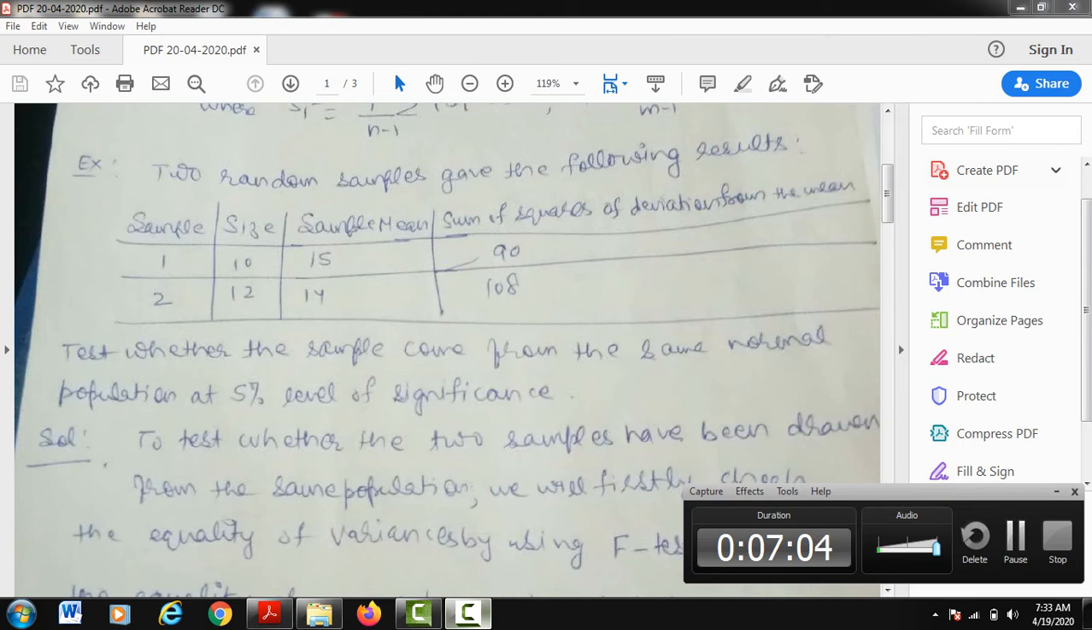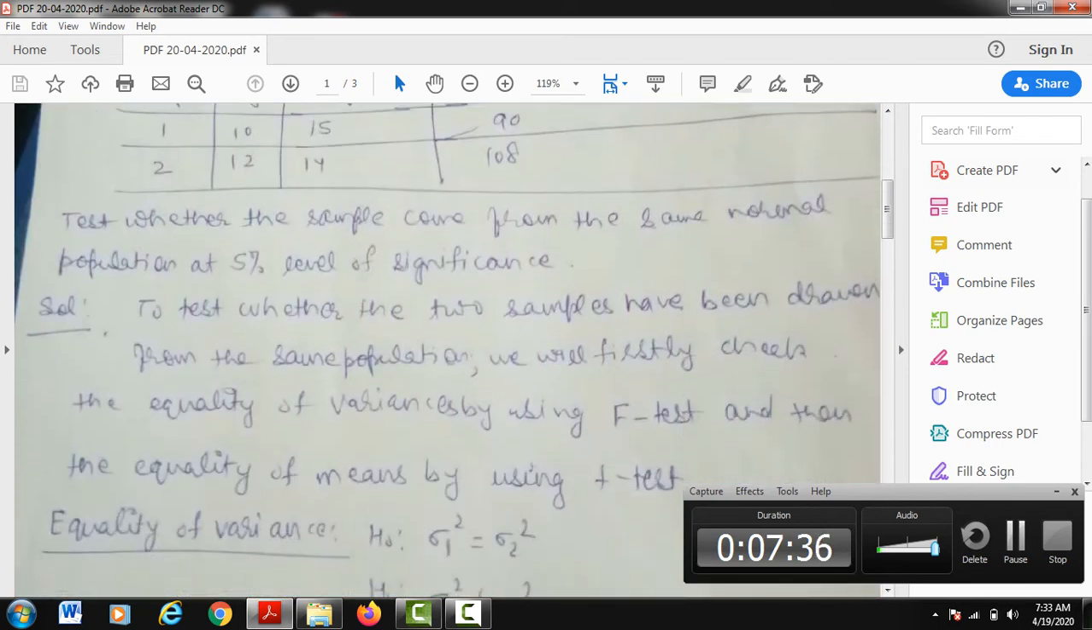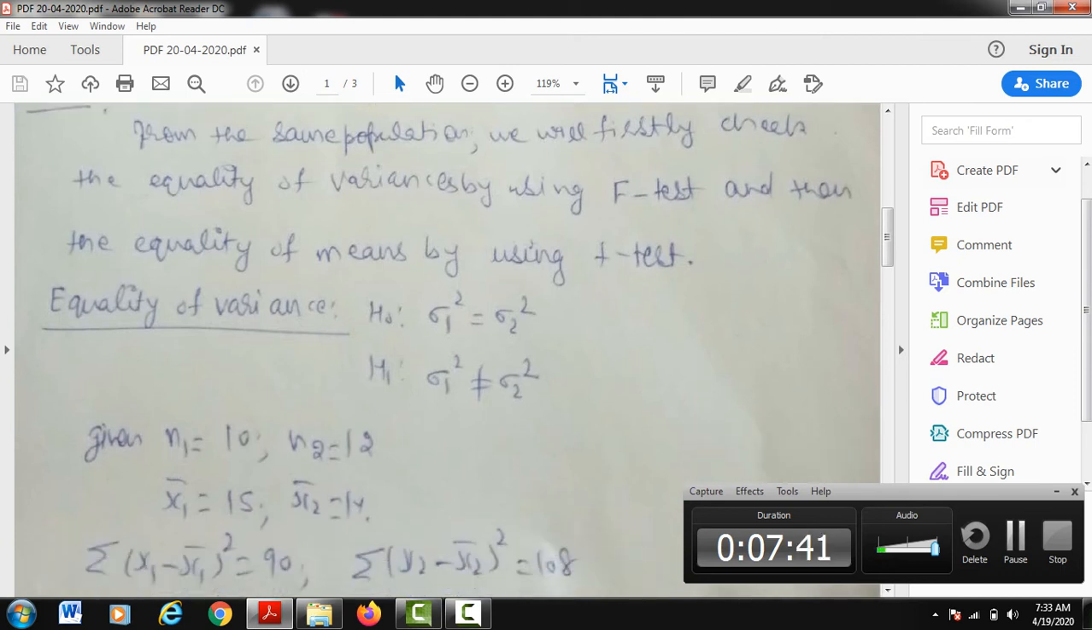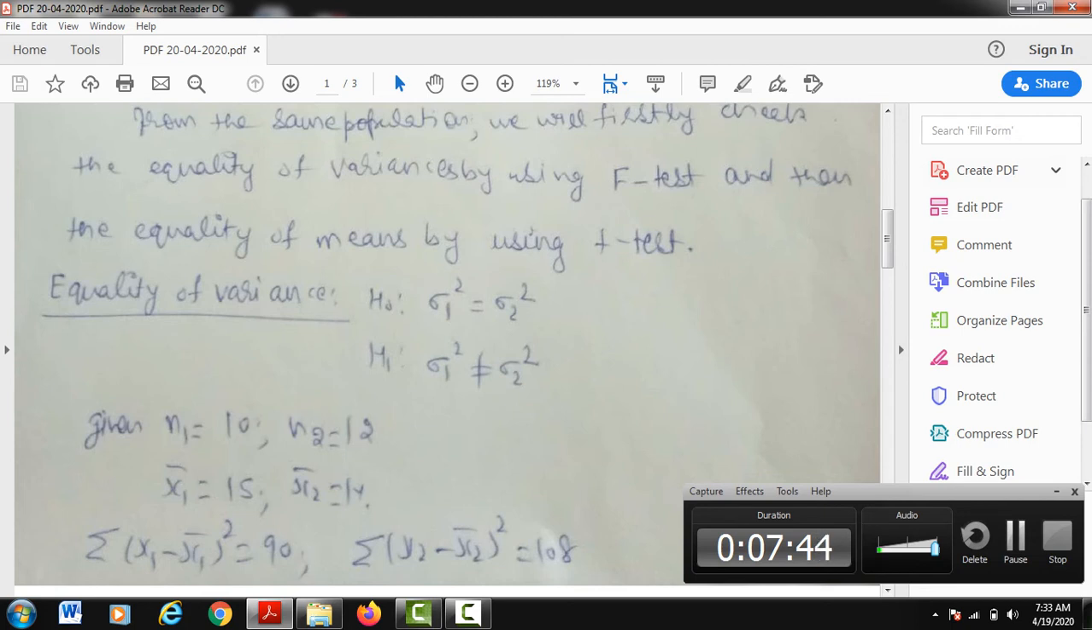So we will firstly check whether these two samples possess the same variances or not. If yes, then only we can apply the t-test. But if there is a significant difference between the variances of the two samples, then we will not apply the t-test. So firstly we will apply the f-test for checking the equality of variance, and then the equality of means by using the t-test. Again the same steps of testing we will follow.